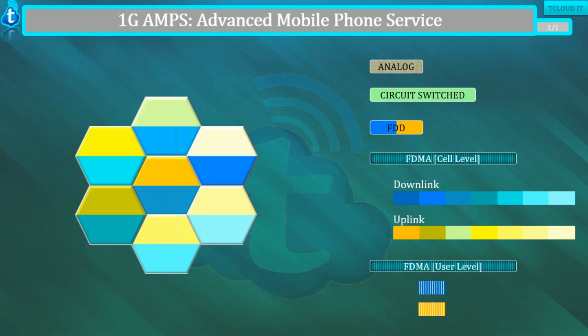This particular system is working in FDD technology. What does FDD stand for? It stands for frequency division duplex. The meaning is you are going to use two frequencies: one uplink frequency and one downlink frequency. Why? When you have two frequencies, one for uplink and one for downlink, you will be able to perform both uplink and downlink at the same time. You can do that.